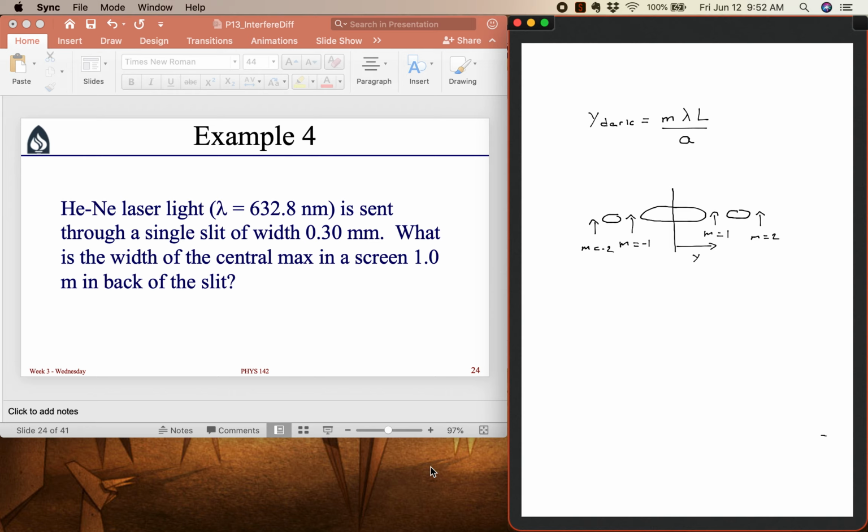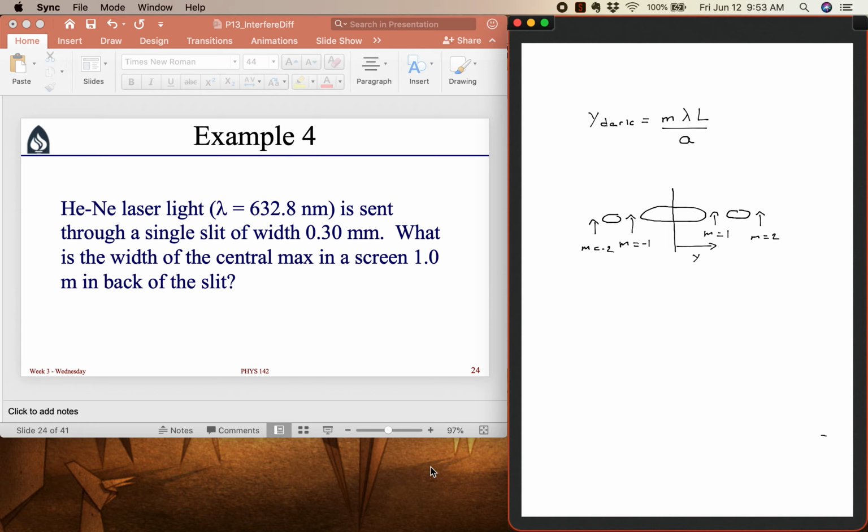In this problem, helium neon laser light, which has a wavelength of 632.8 nanometers, is sent through a single slit of width 0.3 millimeters. What is the width of the central maximum on a screen 1 meter in back of the slit?